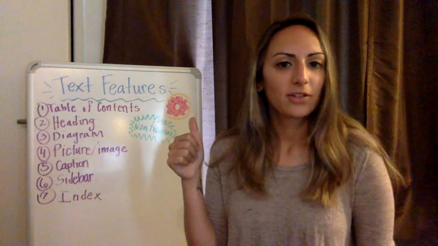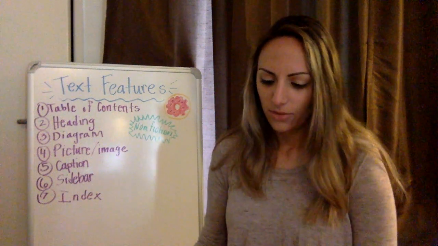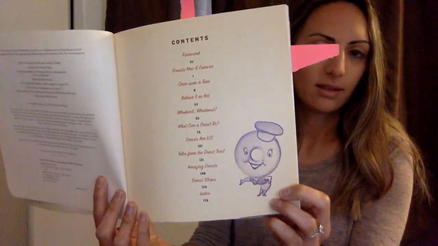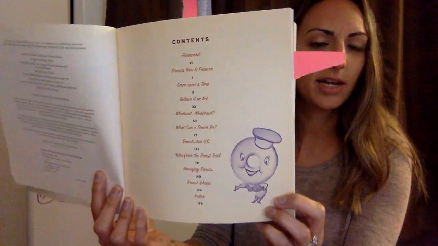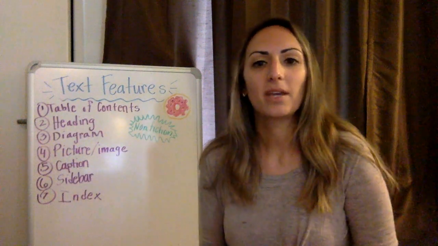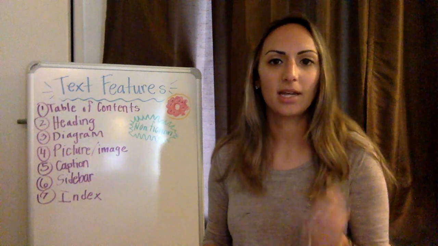The first text feature that we're going to look at is the table of contents. So I will show you what that looks like. A table of contents is normally at the beginning of the book, and it outlines the main chapters or the main parts of the book, just so you can get an overview. A table of contents can also function as something if you want to go back to the book quickly and you don't want to go through all the pages, you can quickly use it to get to where you need to go.